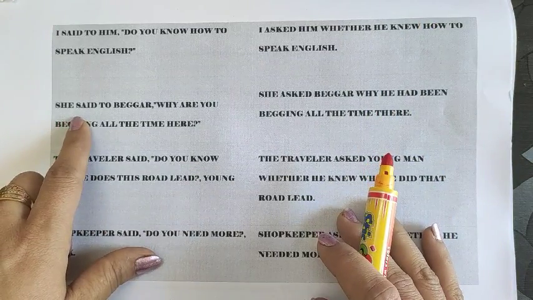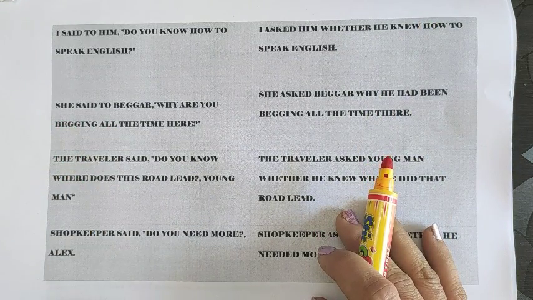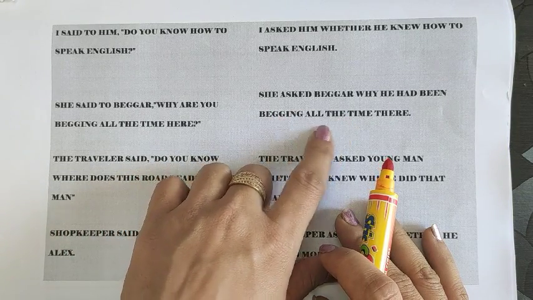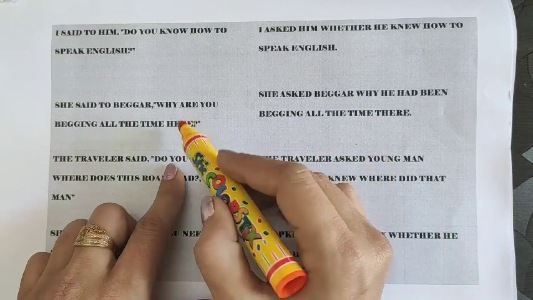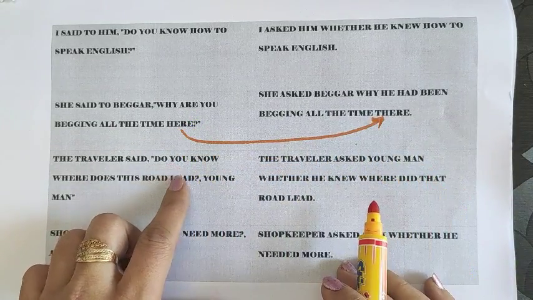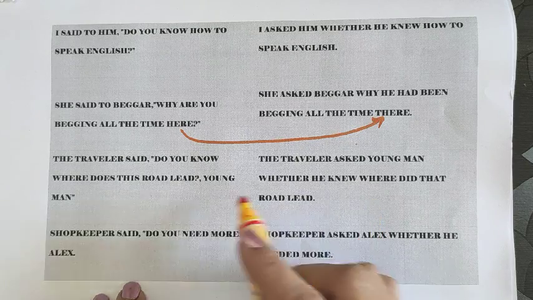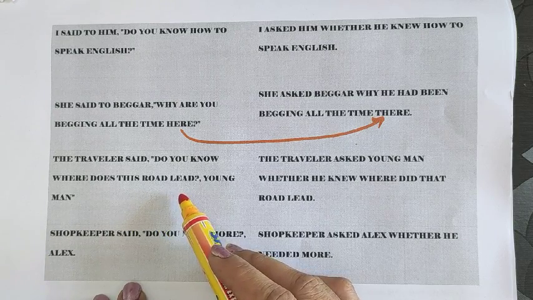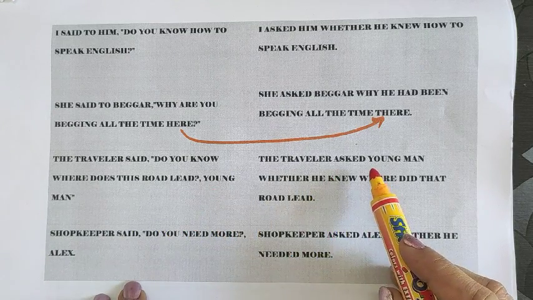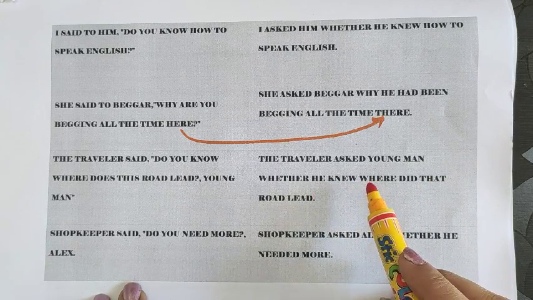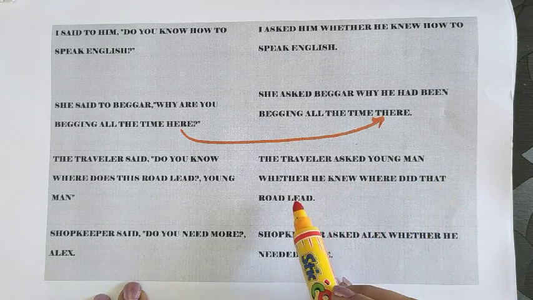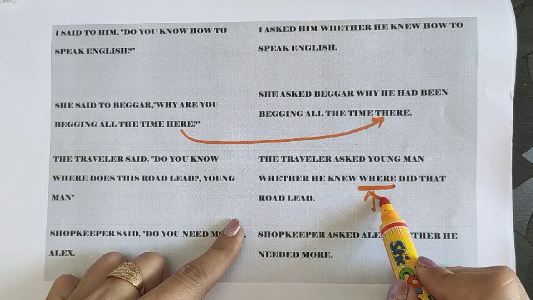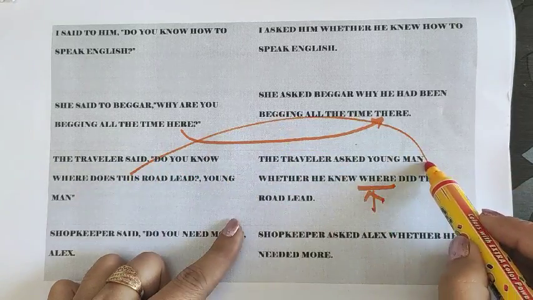Next, she said to beggar, why are you begging all the time here? She asked beggar why he had been begging all the time there. Here you can notice, here has been converted into there. One more example. The traveler said to the young man, do you know where does this road lead? The traveler asked the young man whether he knew where that road led. Make a note, I am keeping the question word intact here and this has been converted into that.